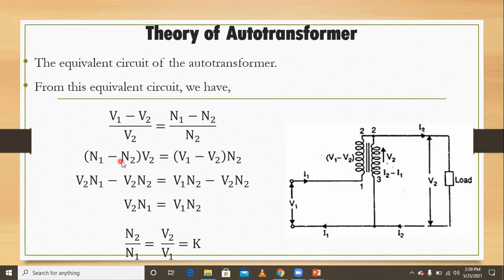Cross multiplying, N1 minus N2 into V2 equals V1 minus V2 into N2. Simplifying, you get V2 N1 is equal to V1 N2. That is, N2 by N1 is equal to V2 by V1 is equal to K. This is called the transformation ratio of the transformer. Understood? This is how the autotransformer works.